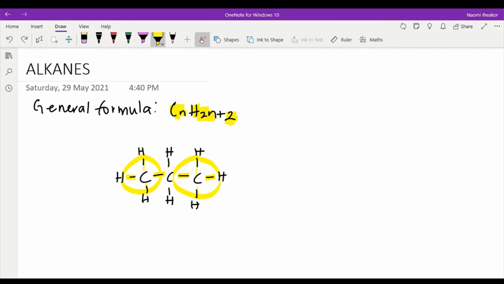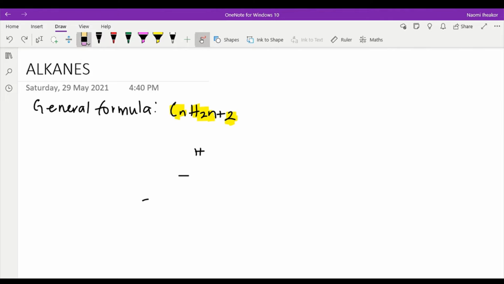And additionally, it satisfies our general formula because we have CnH2n+2. So we have our n being 3, we've got 3 carbons, and we've got 2 times 3 plus 2, so 8 hydrogens. And so our general formula is CnH2n+2.